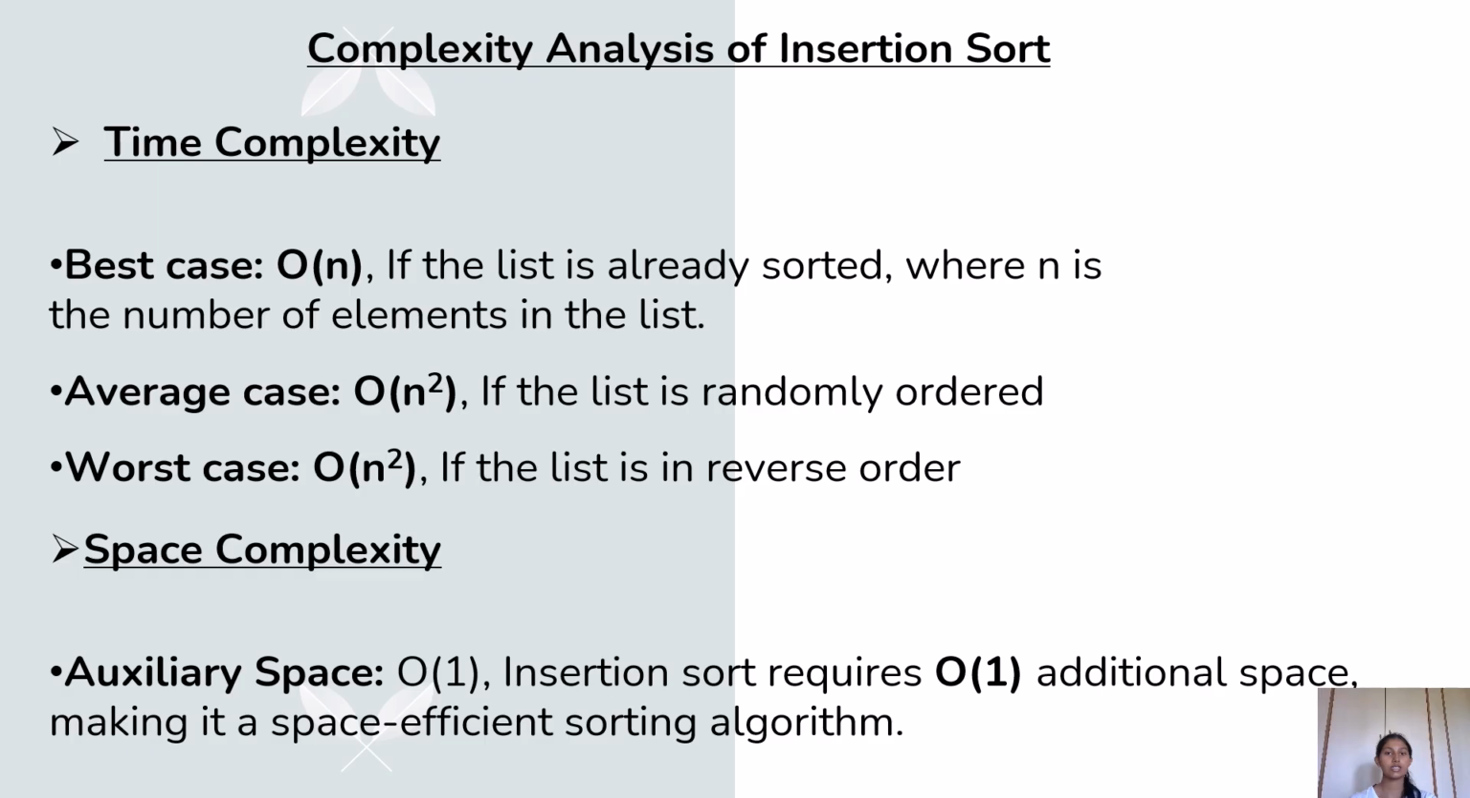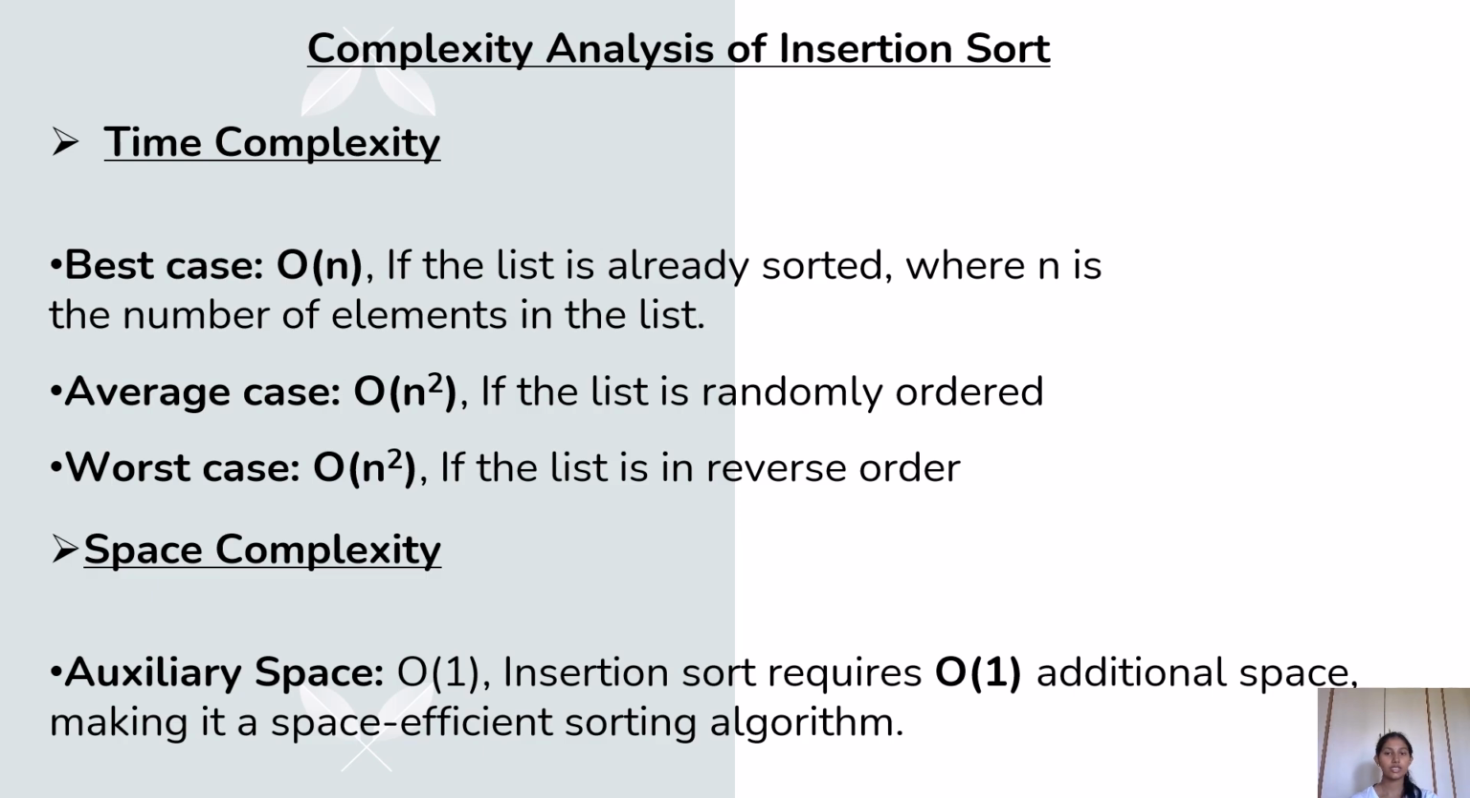Next case, average case. If the list is randomly ordered, the complexity of insertion sort is O(n square). This complexity arises from the nature of the algorithm, which involves pairwise comparisons and swaps of the sorted elements. Although the exact number of comparisons and swaps may vary depending on the input, the average case time complexity remains quadratic.